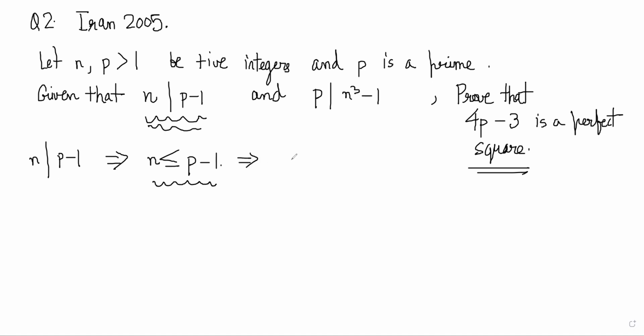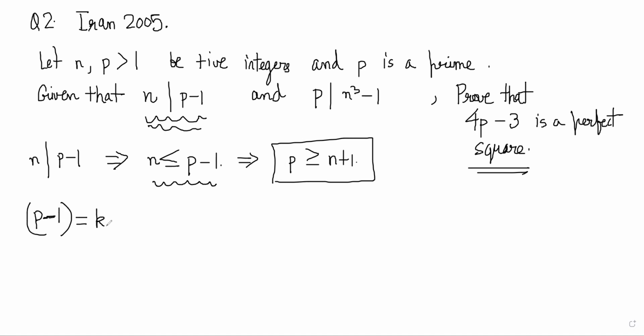So that implies that p is greater than or equal to n plus 1. This is the first thing that we get, right? Also from here we can say p minus 1 should be equal to some integer k times n, right? Because n divides p minus 1, p minus 1 is k times n. So we get from here p is equal to n times k plus 1, where k is any integer, right? So these are the two conclusions that we have gotten from the first statement, that n divides p minus 1.